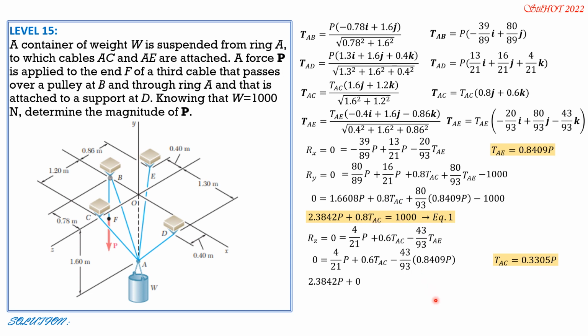Finally, tension AE and tension AC in terms of P, substitute in equation 1 here, then we can now solve for P. So 2.3842P plus 0.8 of 0.3305P equals 1000. So we can now solve for P. P is 377.6 newtons.